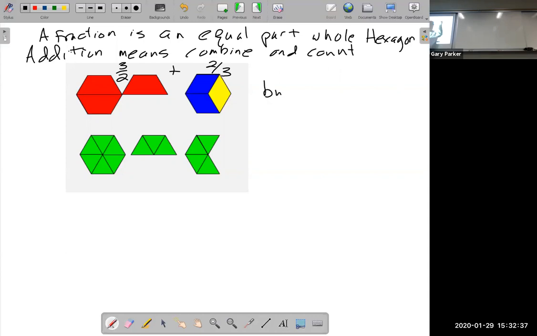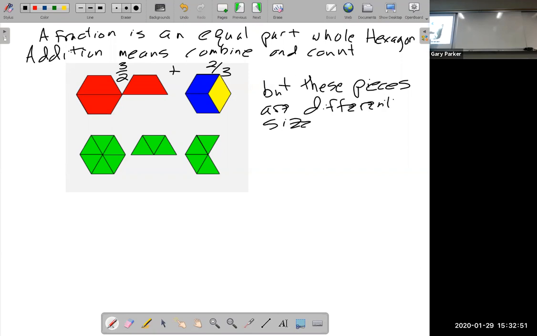But these pieces are different sizes. So I could just say there are 5 pieces. That's my answer. Is that a good answer here? No, it's not a good answer. Because there's red pieces and they're bigger than the blue pieces, which are smaller. Right. So trade red and blue, blue or green.